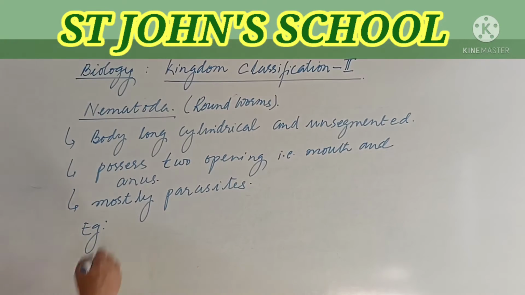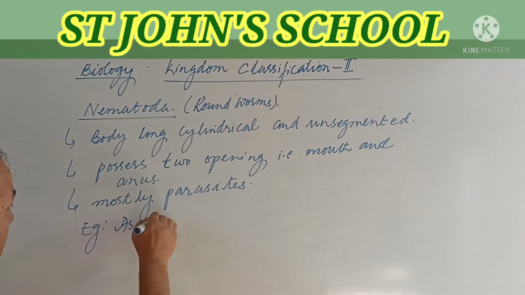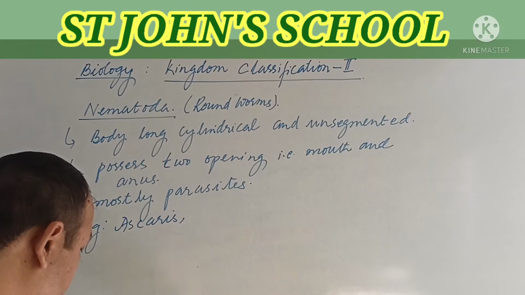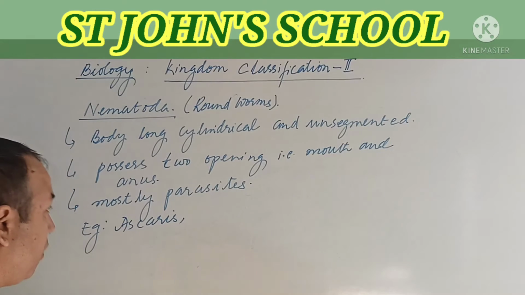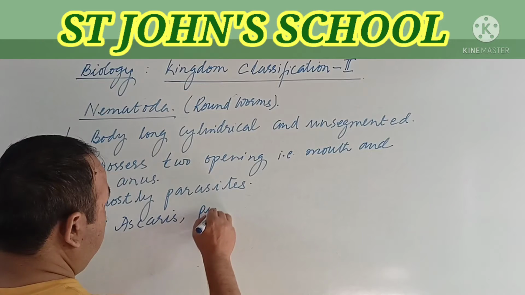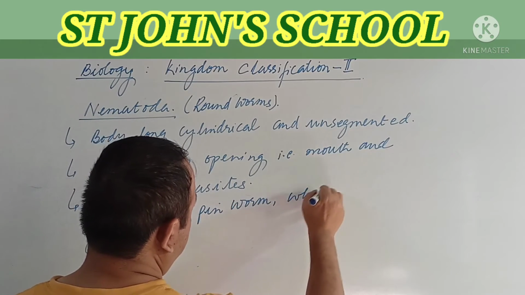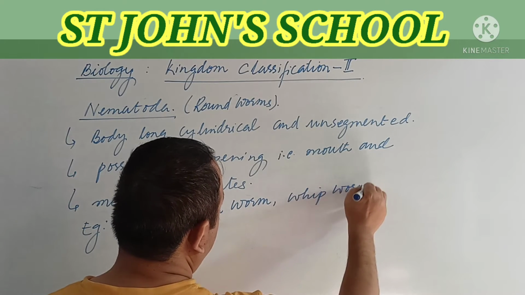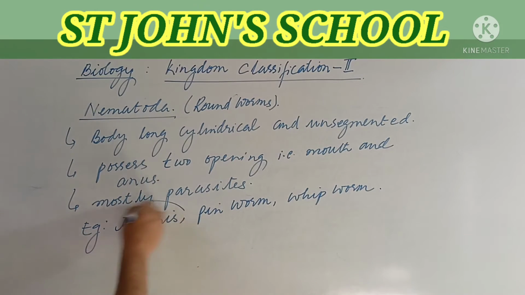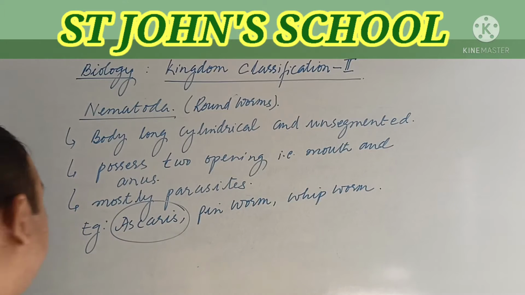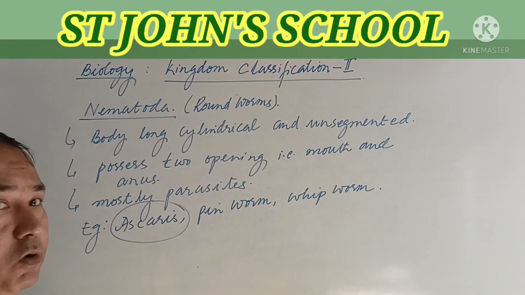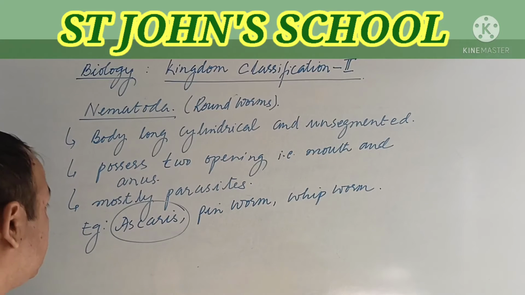Examples are Ascaris, a good example, which is also called roundworm, pinworm, hookworm. These are all examples of Nematoda. Ascaris is a very good example of this Nematoda. It is responsible for causing ascariasis.